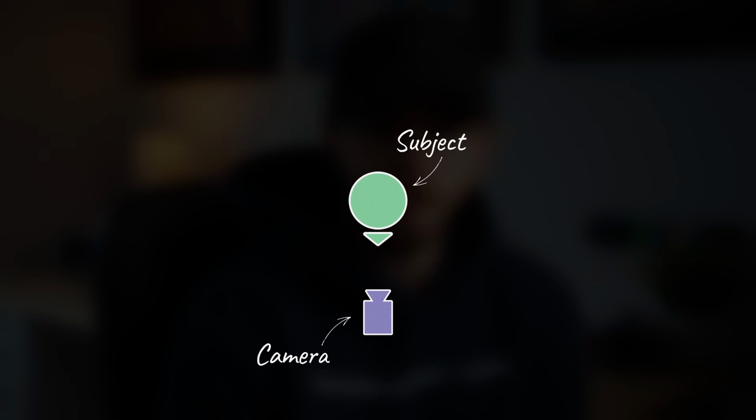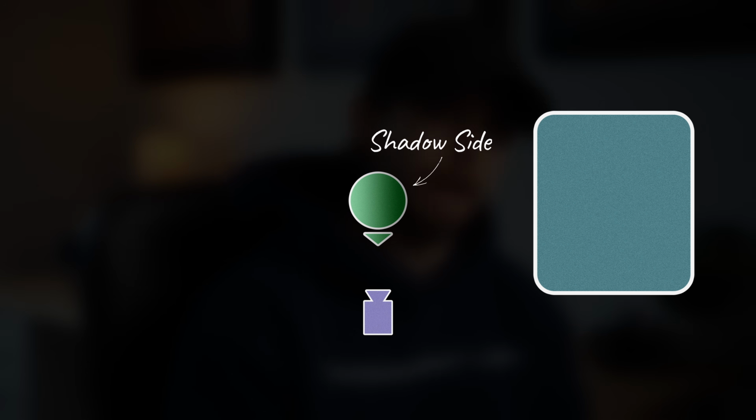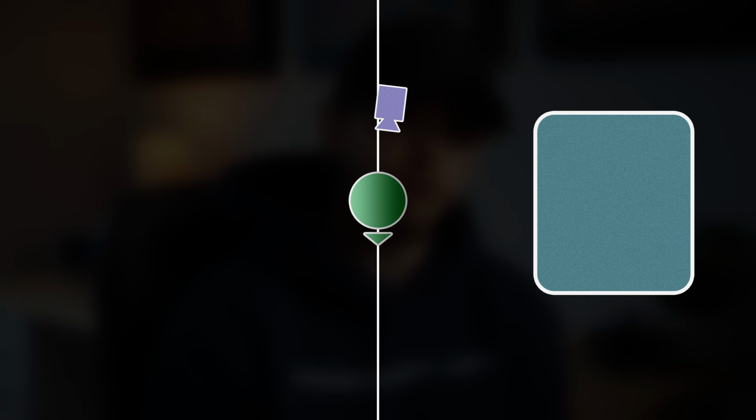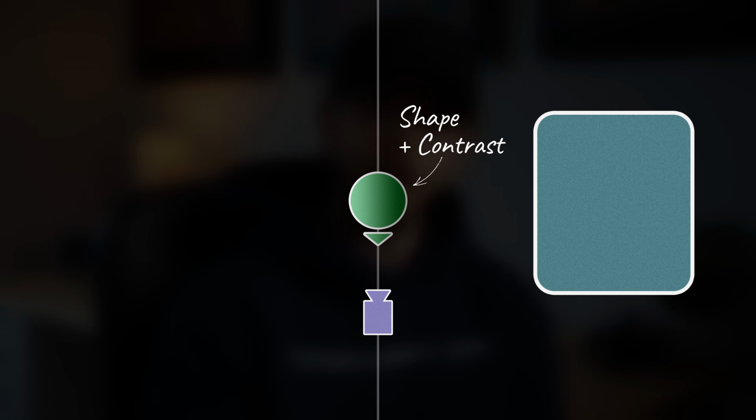Well, looking at this overhead here, what we want to do is bring our subject close to an object that can block part of the sky. And what that's going to do is create a shadow side. And if we stay on the side of the line that's the shadow side, we now have shape and contrast. Now the object we use to block the light can be anything. It can be a building, it can be trees, or it can just be some other large object.